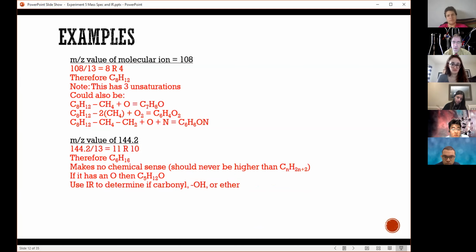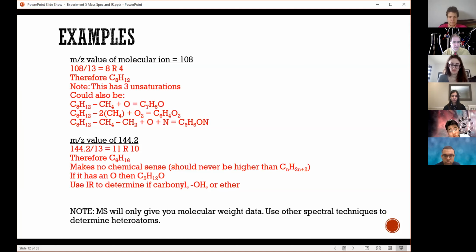And then, so you got an oxygen, and we can use infrared spectroscopy to determine whether we have a carbonyl, an alcohol, or an ether. So we'll see in a minute that infrared spectroscopy tells us about which functional groups are present. So as kind of a reminder here, mass spec only gives you molecular weight data. We have to use other techniques to tell us things about, do you have a heteroatom present or not? What form is it in? But that molecular weight data tells us an awful lot. So that's why we like that.